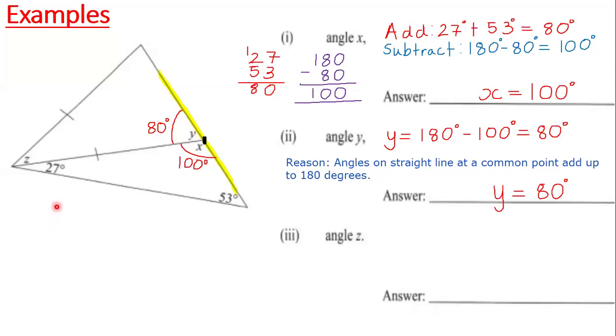I would say because it's an isosceles triangle and y is 80, the other angle on the other side would be 80. You add them and you take it away from 180.